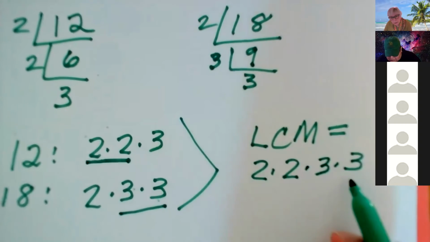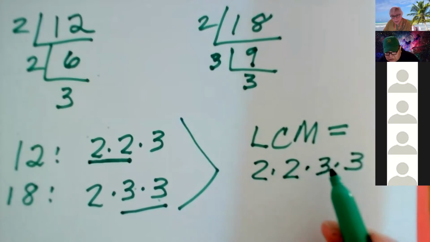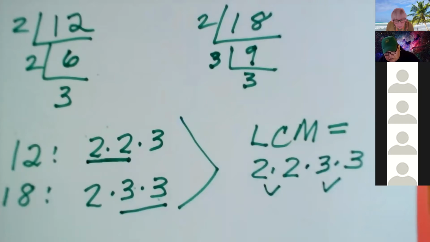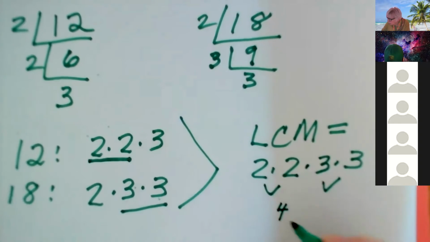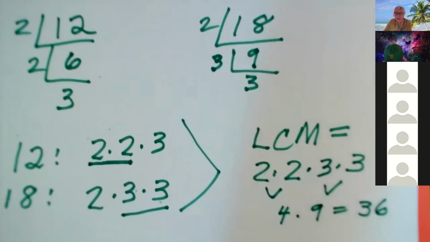This is the answer, but let's see what the answer is. I could do this multiplication one at a time, but I'm starting to remember that commutative and associative property, and sometimes life makes it easier. 2 times 2 is 4, 3 times 3 is 9. Guess what this number is going to be when I multiply it out? 36.